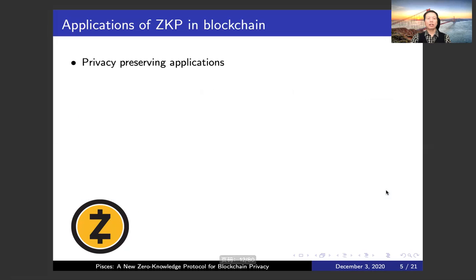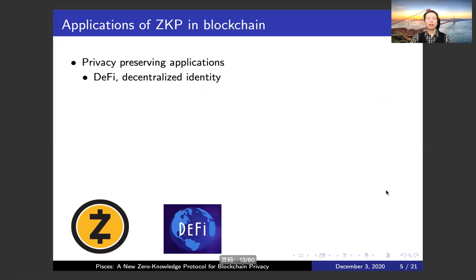Another application is privacy-preserving applications, such as DeFi. DeFi is decentralized finance. It doesn't need to rely on central financial intermediaries such as brokerages, exchanges, or banks. It allows people to lend or borrow money from each other.